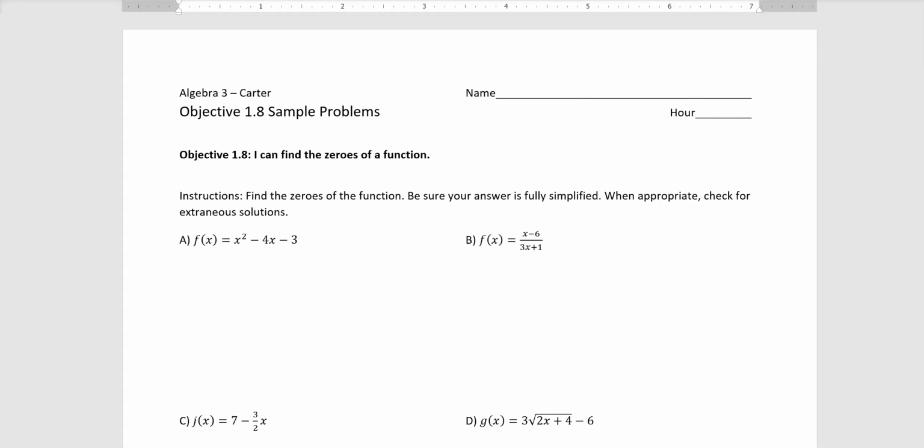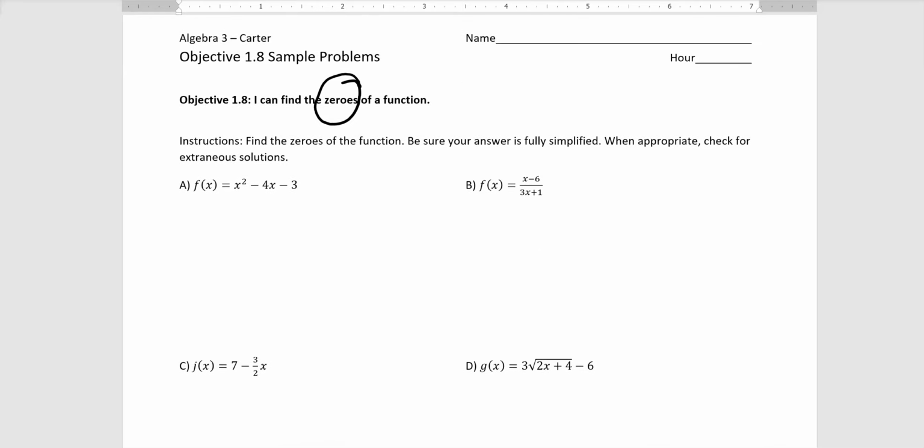Objective 1.8 says, I can find the zeros of a function. The zeros of a function, that's kind of the key here. So let's dive into it and find some zeros of functions.